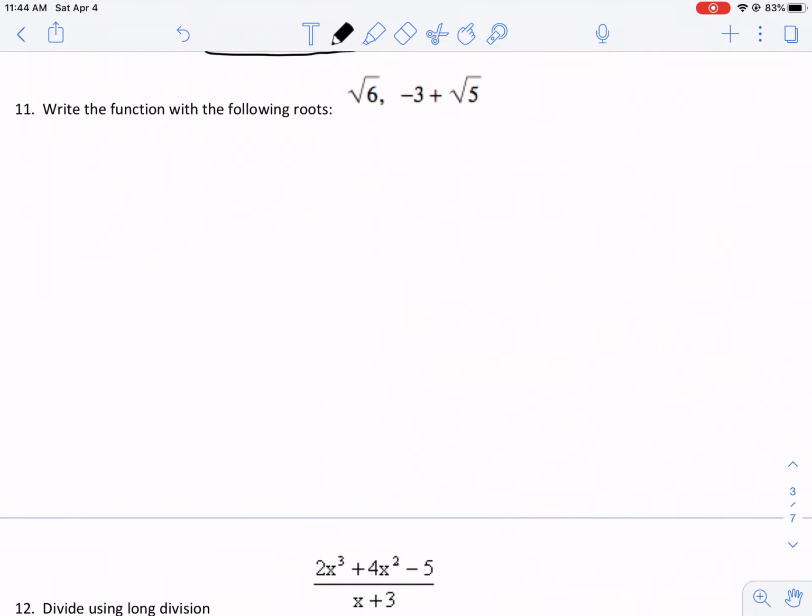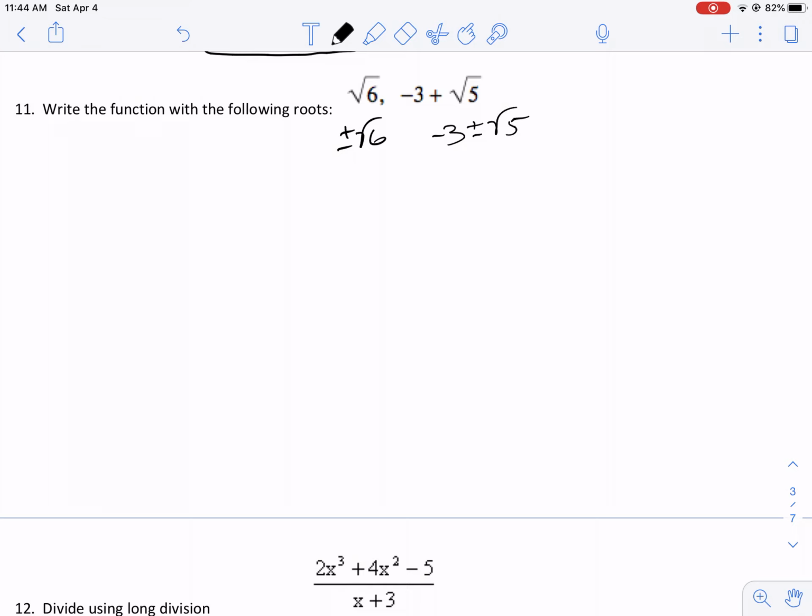Alright, this is Unit 8, the review, second part for Algebra 2. Write the function with the following roots. So, imaginary and irrational roots come in conjugate pairs. So, this would be a positive or a negative 6. This would be negative 3 plus or minus root 5.